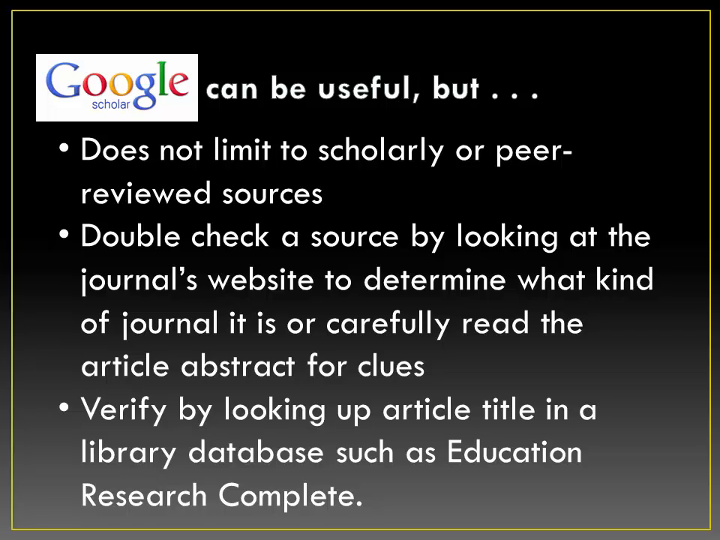Unlike using Google Scholar, where it's going to be much more difficult to know whether your results are scholarly research or not. It's a good idea to verify any results by going to the journal's website to check on what type of journal it is. You can also go to the library resources and search for the specific article you found there. And then the entry should tell you what kind of journal it actually is.